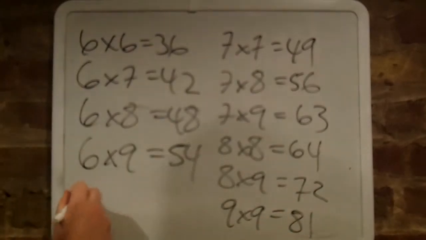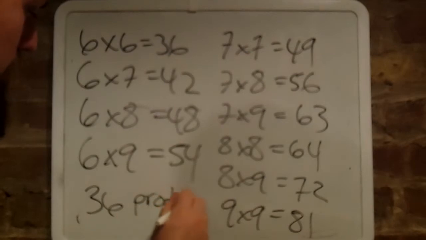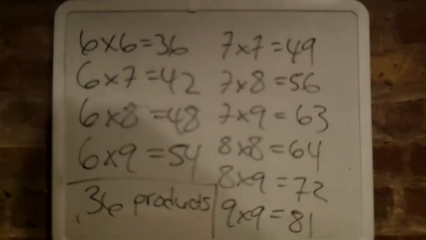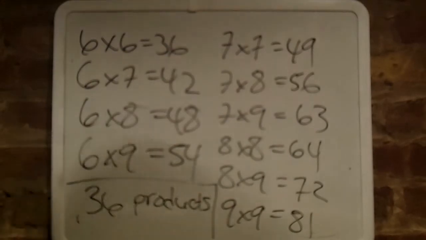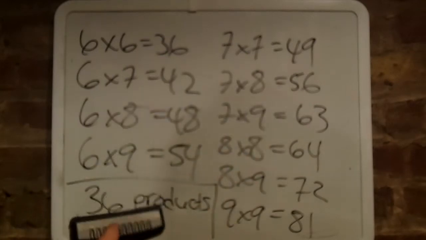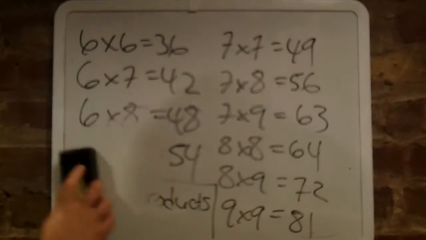So put it all together, we have 36 products to know. If you can memorize those 36 products, you should be good to go for multiplication. The reason I'm not including any multiplication tables that have numbers greater than 9 is it's not really necessary, because if you know all the single digit products, you can figure out very easily what the larger products are.